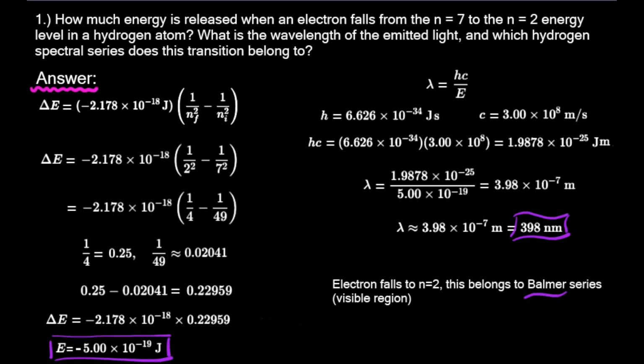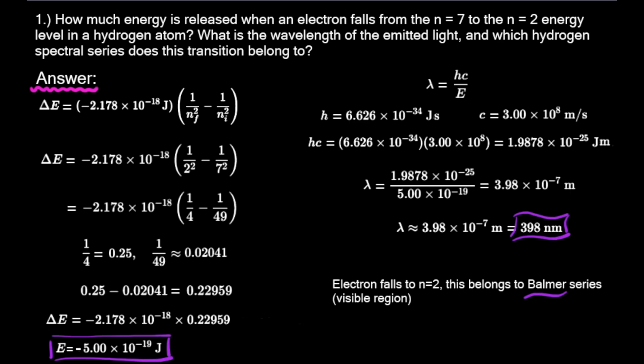Let's solve this hydrogen atom problem step by step. We are asked to find the energy released, the wavelength of the emitted light, and the hydrogen spectrum series when an electron drops from n equals 7 to n equals 2. First, we need to use the Rydberg equation, which is delta E equals negative 2.178 times 10 to the negative 18 joules, multiplied by 1 over n final squared minus 1 over n initial squared.